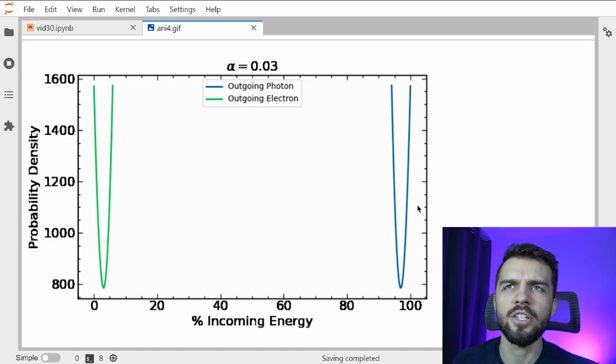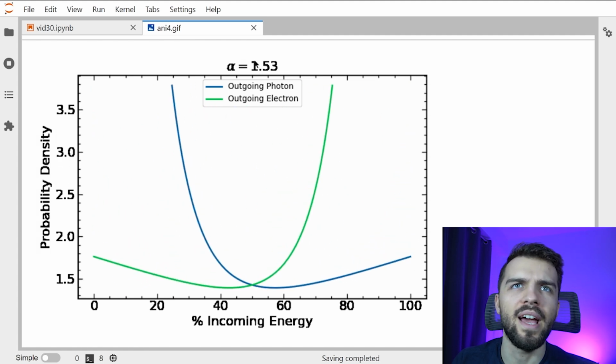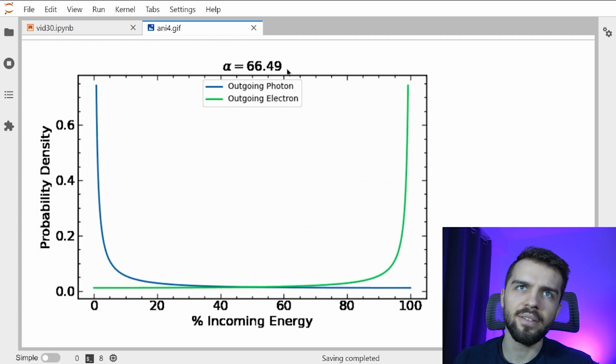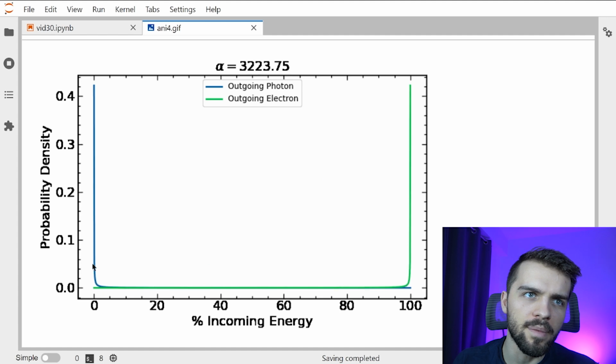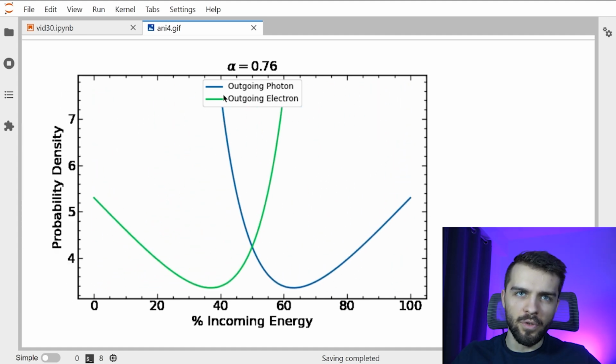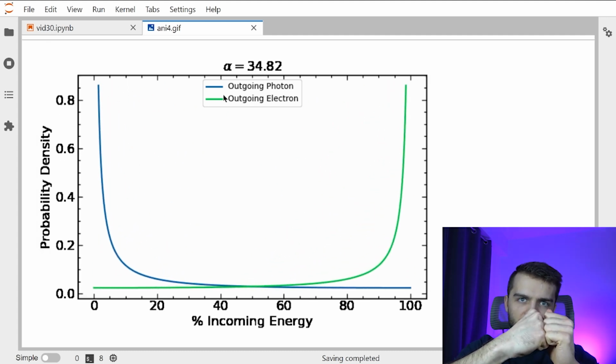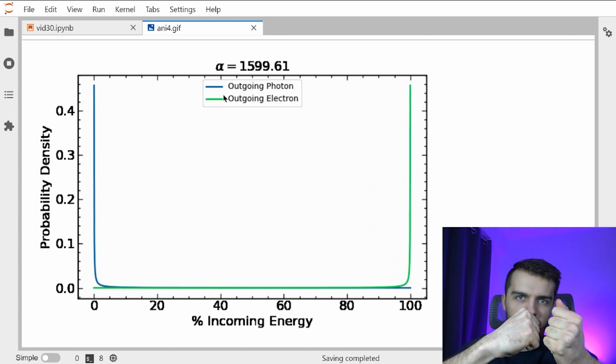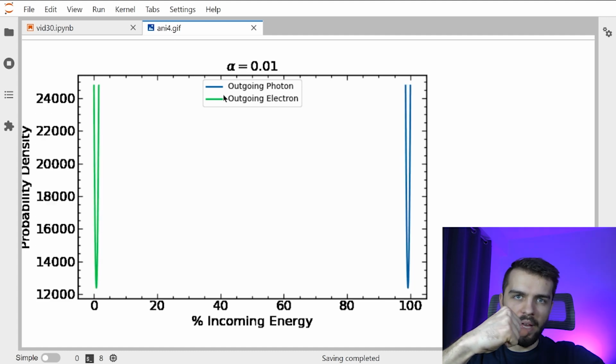So here I have my animation. You can see that as the photon energy becomes higher and higher, the outgoing photon has less and less energy, and as the photon energy gets higher and higher and smashes into the electron, the electron takes most of the energy from that collision.